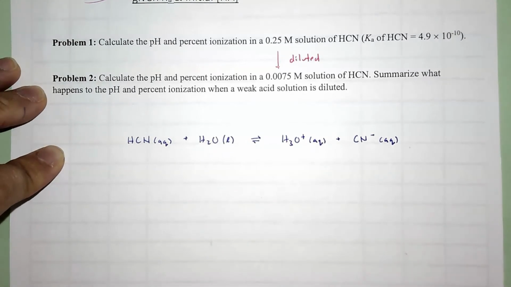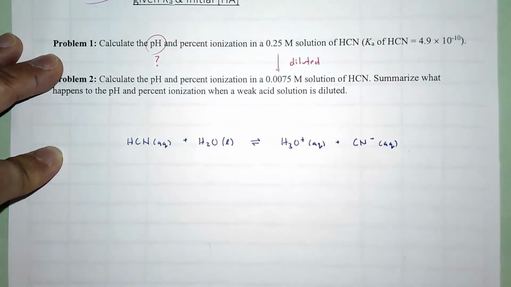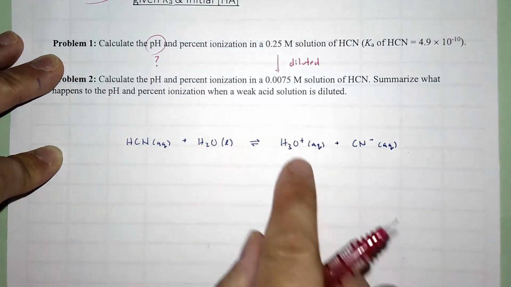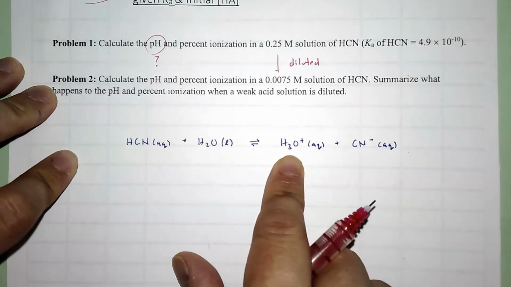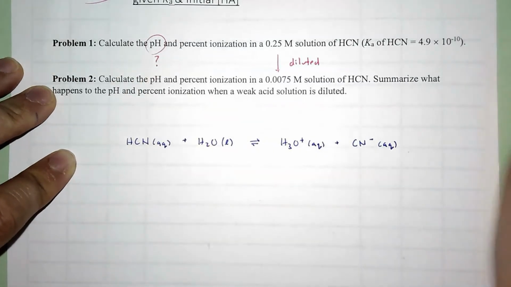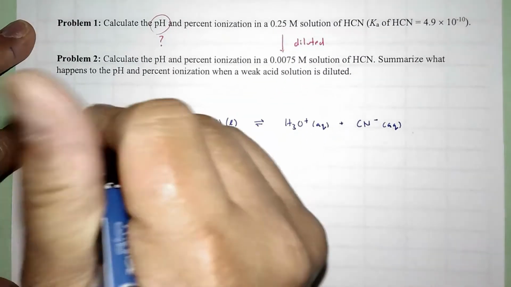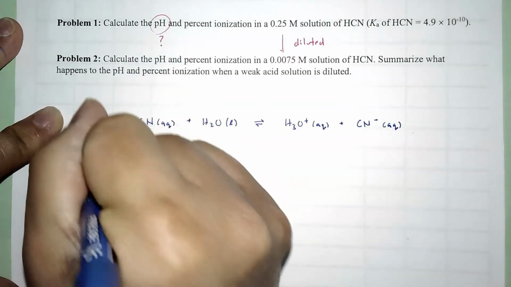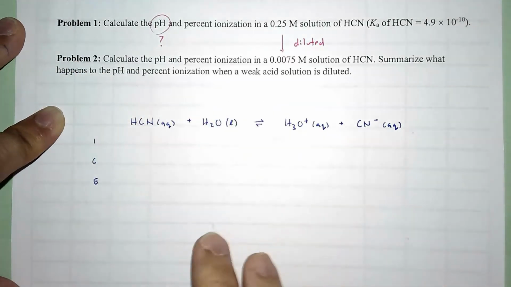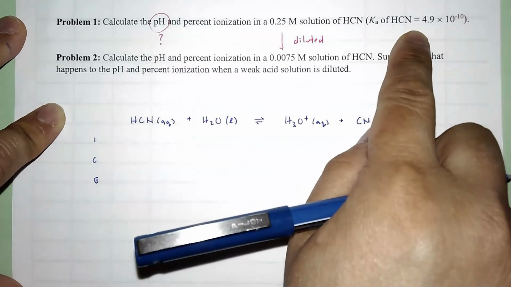Oh, we have to find pH. We know that pH is the negative log of hydronium at equilibrium. So if we can get this number, we get the pH, and I can show you how to do the percent ionization as well. We're doing an ICE table because we are given initial concentrations, but we don't know how much product we get based on the Ka given.